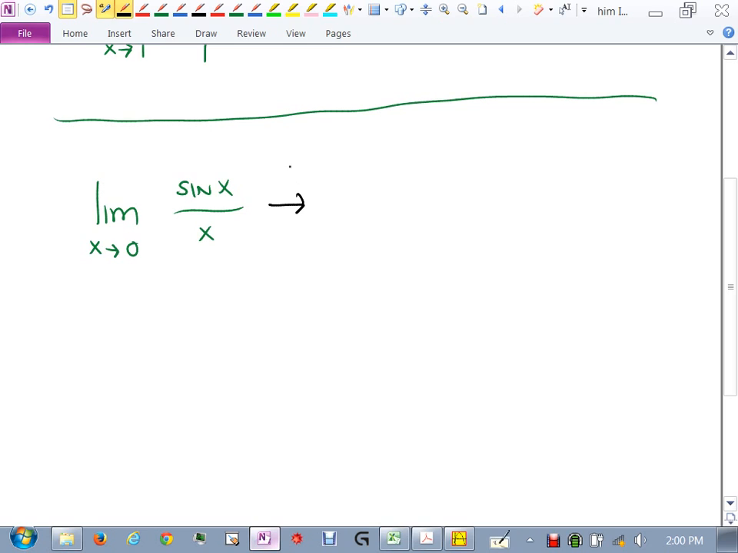So what's the form? Plug in: sine of 0 is 0, and 0 on the bottom, so you have the form you need for L'Hopital. According to L'Hopital, this is a new limit, except you take the derivative of the top, which is cosine x, over the derivative of the bottom, which is 1. And then cosine of 0 is 1, and 1 over 1 is 1. We good? Yeah? Okay.